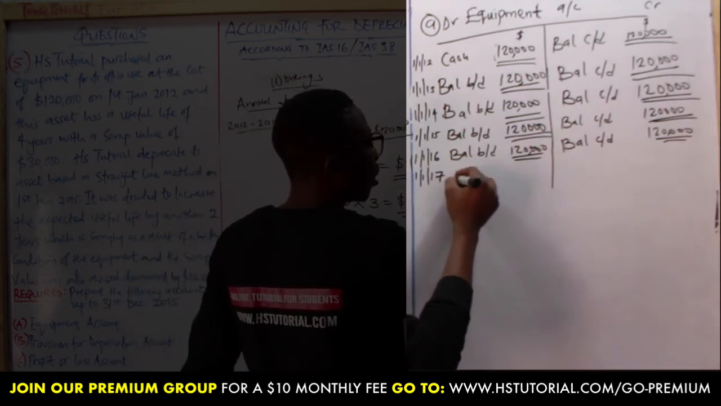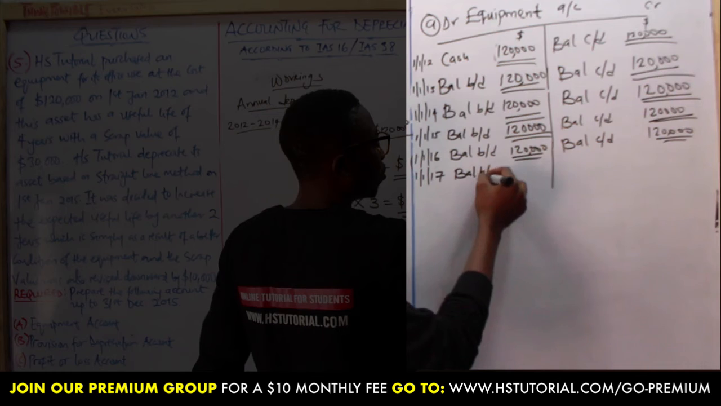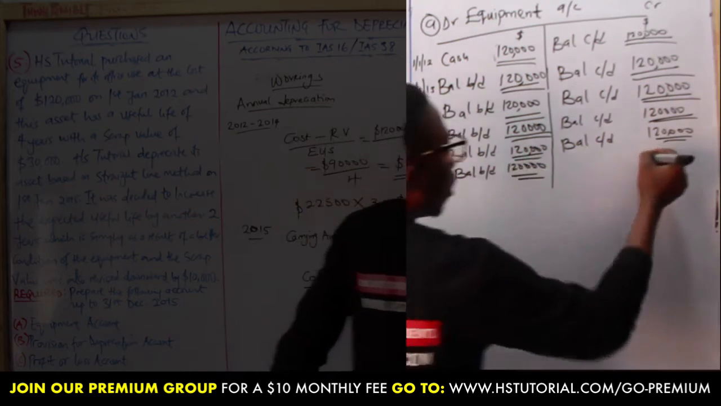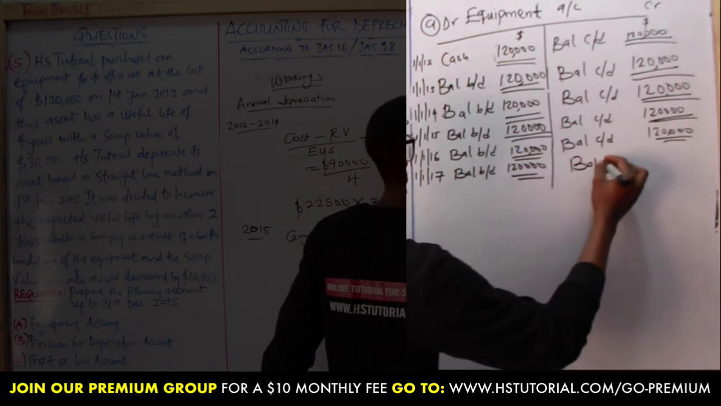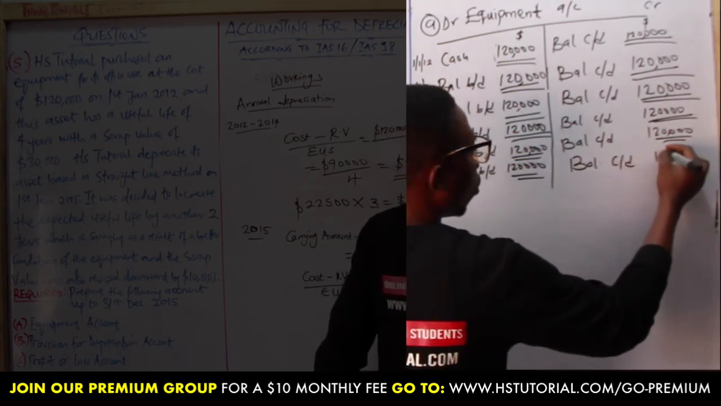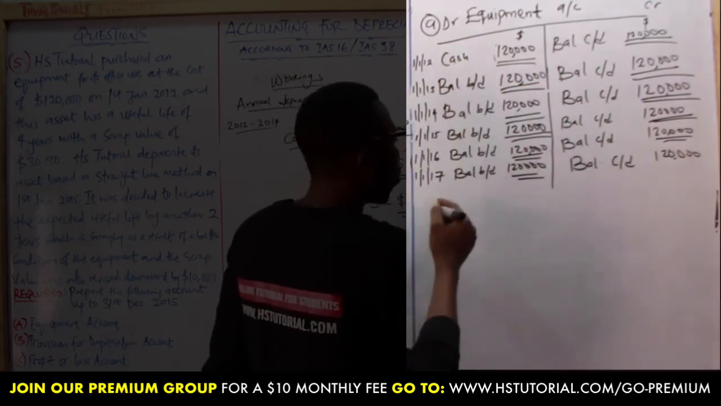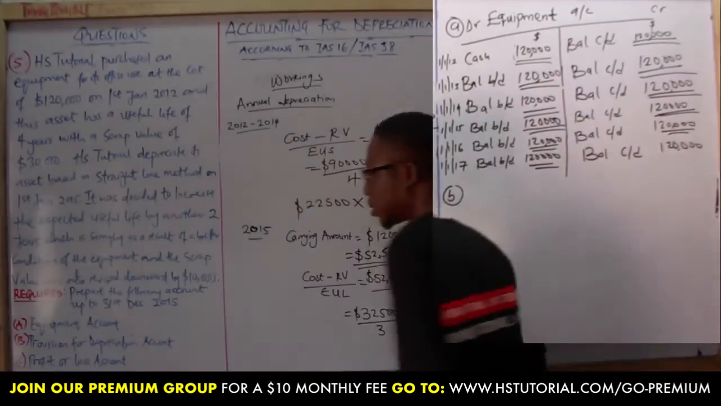Okay, so 17. Then balance brought down $120,000. Then you carry it down as well. Balance carried down. Then $120,000. So now, what is the second requirement?